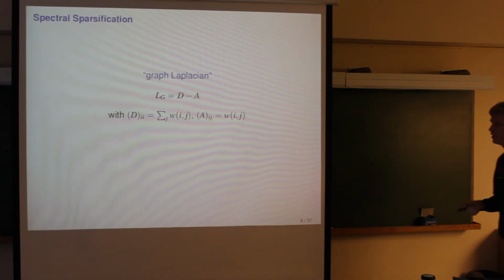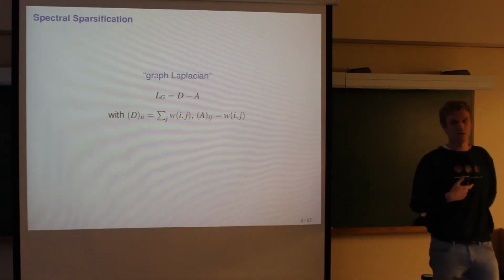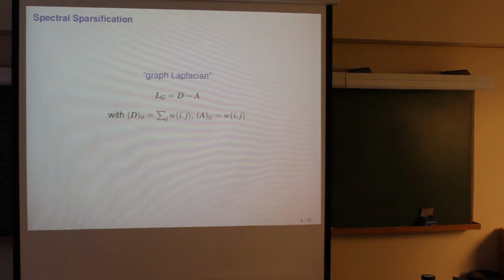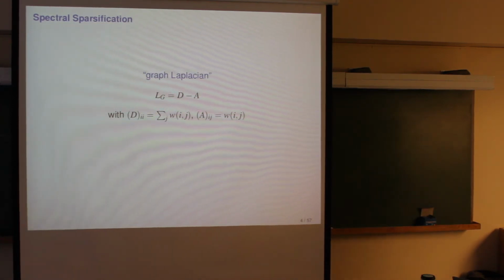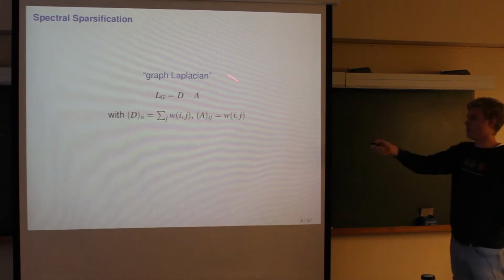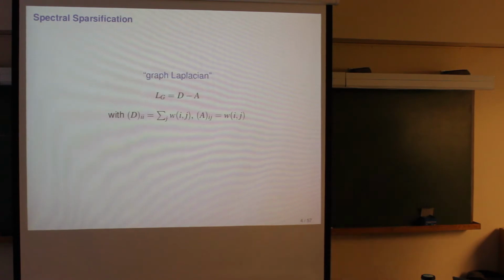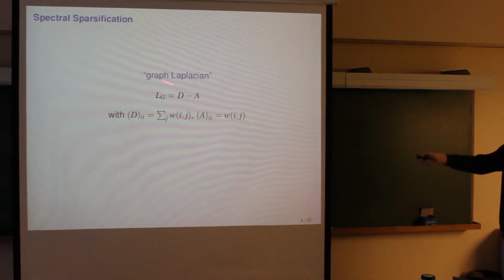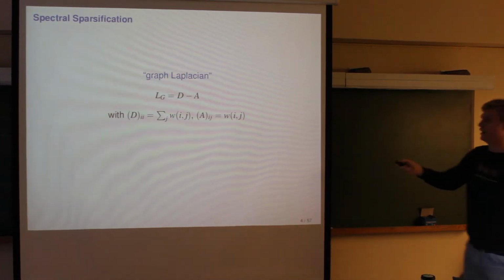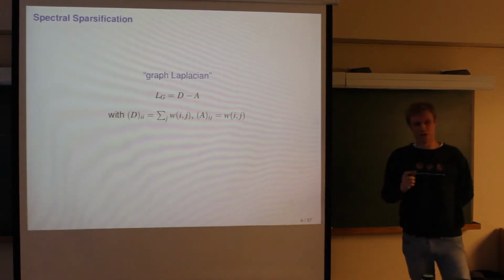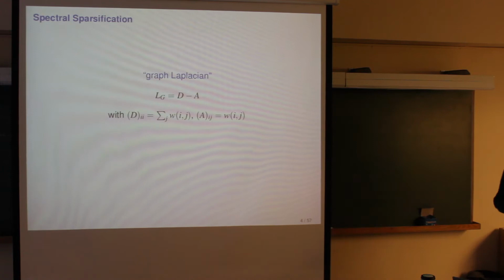The graph Laplacian is a matrix associated to the graph, and this matrix actually captures most of the information about the graph. So how do you define it? The graph Laplacian, L_G, is defined as D minus A, where D is the degree matrix. So basically for every node, you look at the total edge weight of edges connected to this node. So if the graph is unweighted, this would just be the degree of the node. This is a diagonal matrix just containing these things, and A is the weighted adjacency matrix, right? So an element ij just contains the weight between node i and node j.